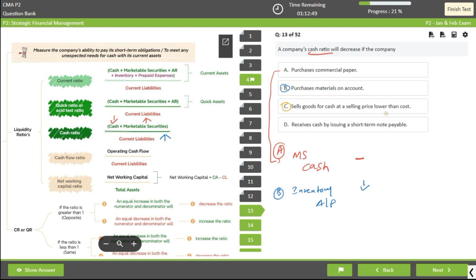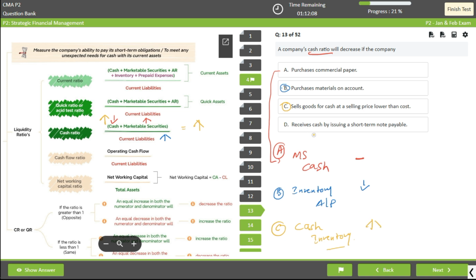Now we have sell goods for cash lower than the cost of sales. So when you are selling the goods for cash, automatically you are going to get cash and your inventory is going to be credited. So we are not going into detail, but let us understand. So your cash will go up and your inventory is not there in the calculation, so overall the ratio is going to increase. By this option the ratio will increase.